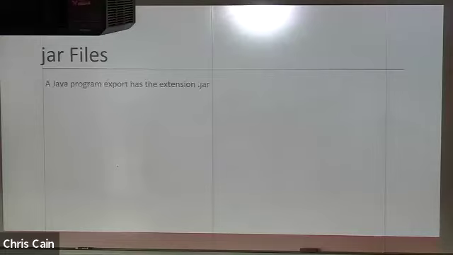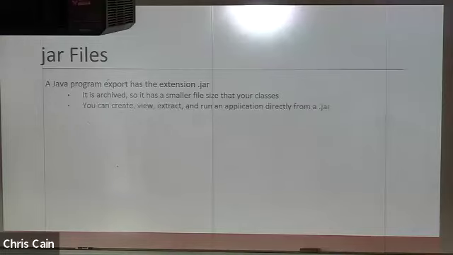So if you're going to export your own program to be used by another program, you export with the .jar extension. It is archived like a zip or a tar or a rar. Those are all file extensions that are archived. So it does have a smaller file size than your class. You can create jar files, view jar files, extract jar files, and run an application directly from a jar export.